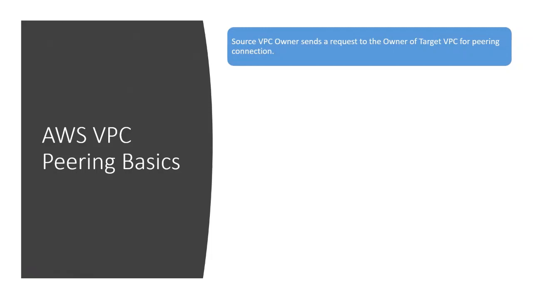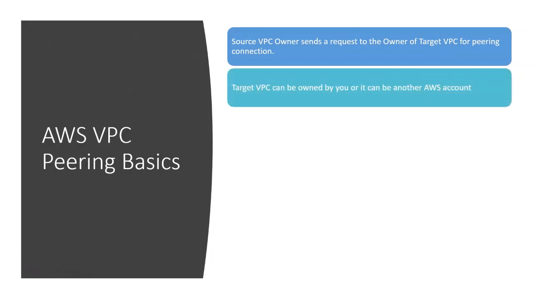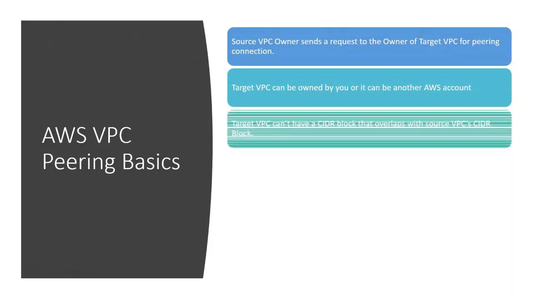Now let's talk about some of the VPC peering basics. First of all, your source VPC owner who is initiating the peering connection will send a request to the owner of the target VPC for the peering connection. If you are using two VPCs in the same account, then you would be the owner as well as the source and the target. If you are using VPC peering between two VPCs which belong to different accounts, then the person who is initiating the request would be the source, and the person who is receiving the request would be the target for this VPC peering connection. As I said, a VPC can be owned either by you or by any other AWS account.